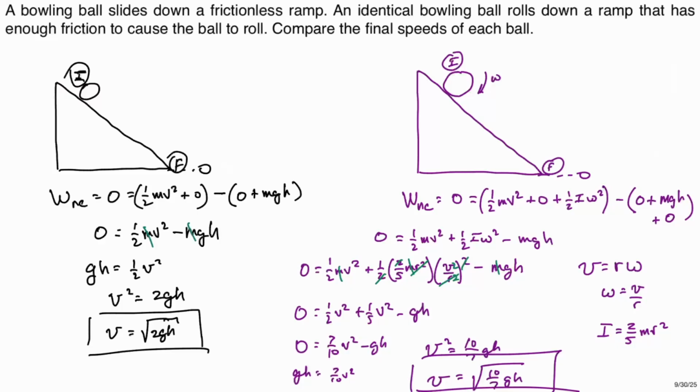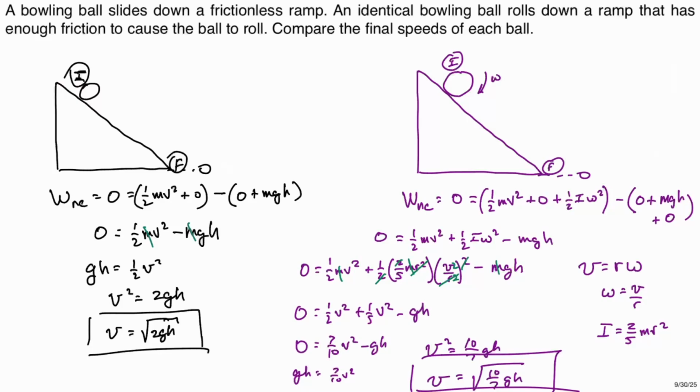Which of these balls is moving faster at the bottom? Which is that one? The one that didn't roll. 2 is bigger than 10/7. Okay? So the ball that didn't rotate ended up moving faster at the bottom. When I say moving faster, I mean its center of mass v was bigger, right? We solved here for v. Why does the rolling ball not have as much v?